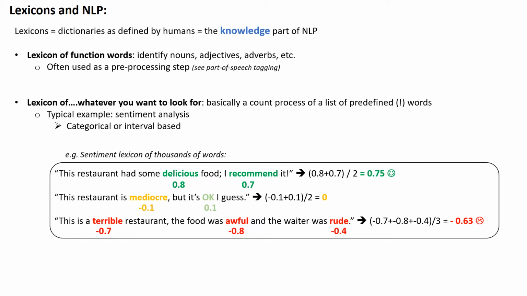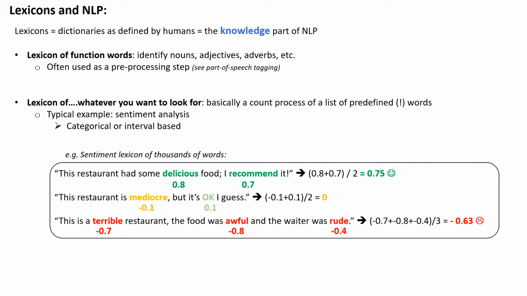Let's take a look at the second sentence then. So this restaurant is mediocre, but it's okay, I guess. Mediocre has a rather negative valence, so -0.1, and okay has a rather neutral or slightly positive valence with a score of 0.1. Again, count them, divide them by 2 to have an average, and you have a score of 0. This is a very neutral sentence, which makes sense if you read it.